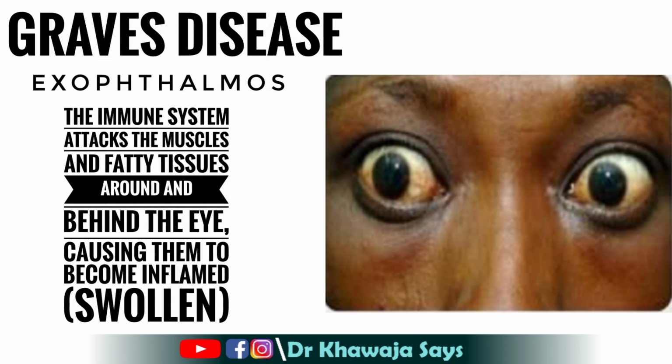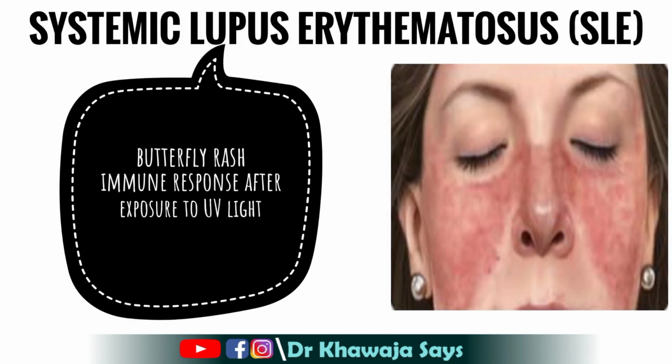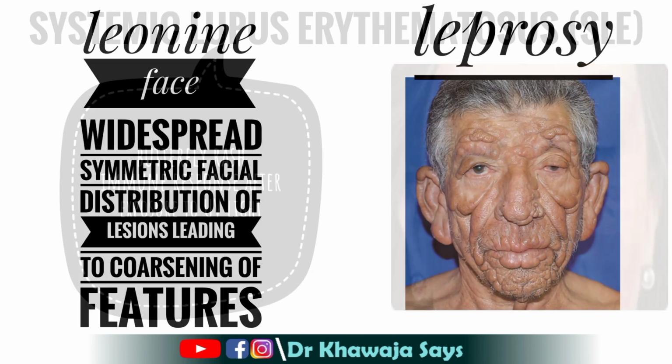Graves' disease. Exophthalmos. Immune system attacks the muscles and fatty tissue behind and around the eyes, causing them to become inflamed. This results in exophthalmos. Systemic lupus erythematosus. Butterfly rash. It is an immune response after exposure to UV light.